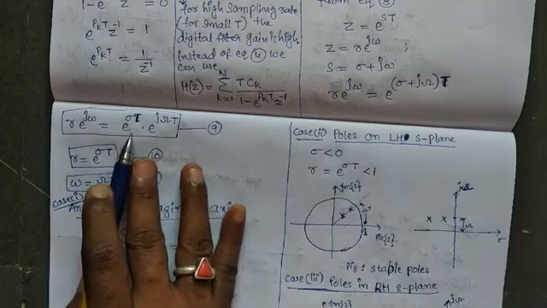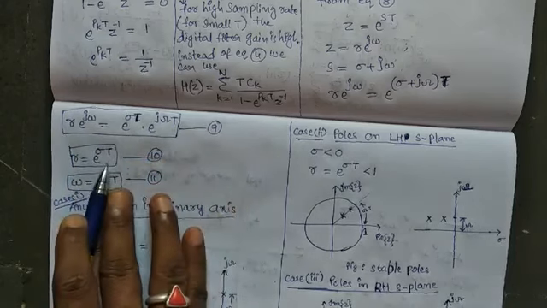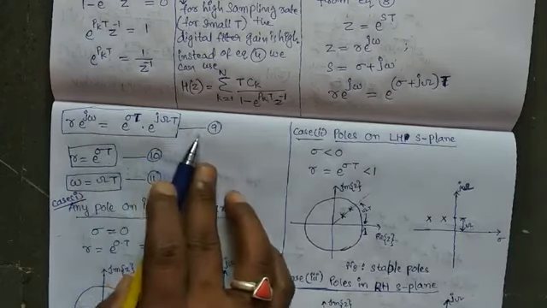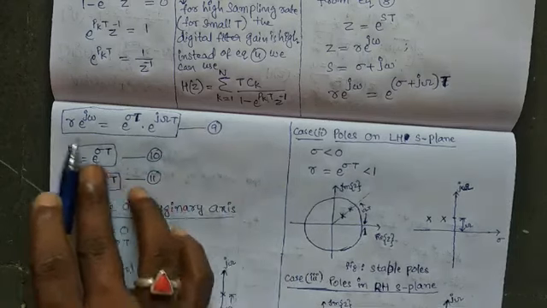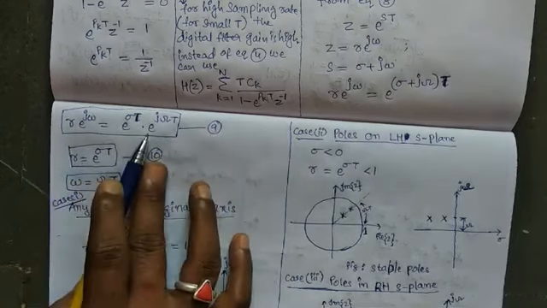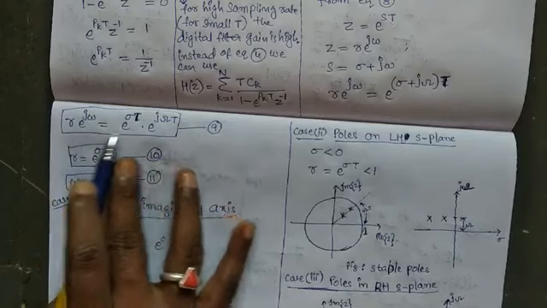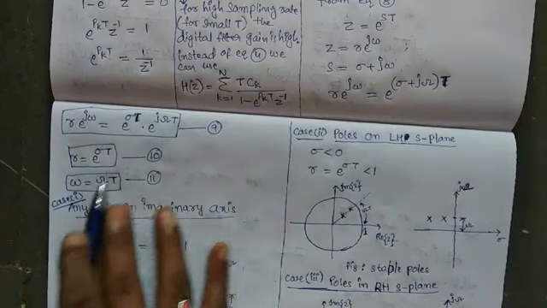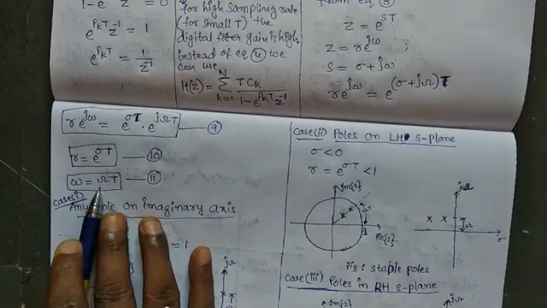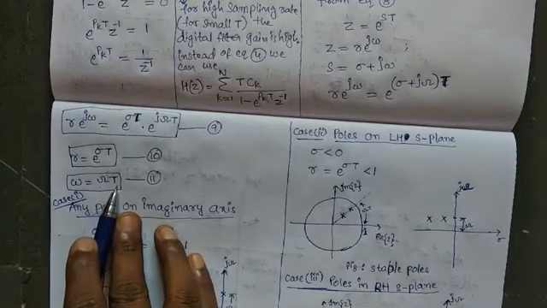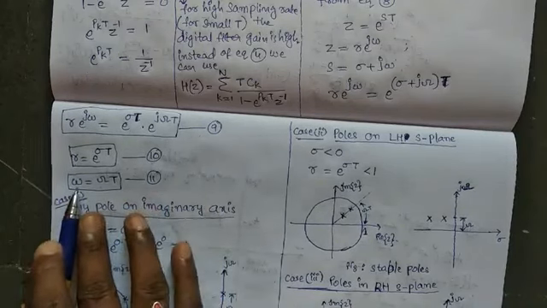From this we observe r is equal to e power sigma T. I am taking this as equation 9. Comparing these two equations on both sides, r is equal to e power sigma T, and omega is equal to omega T, analog frequency into T. Digital frequency is omega.